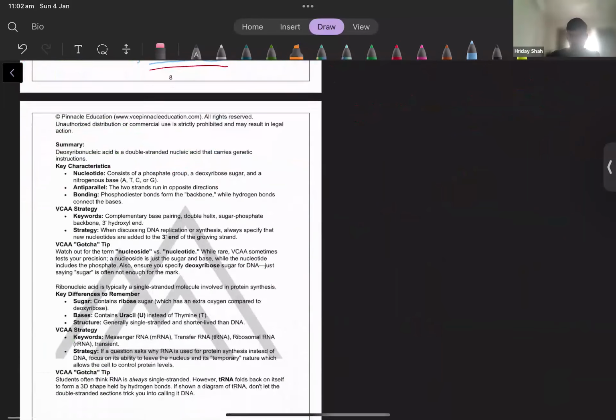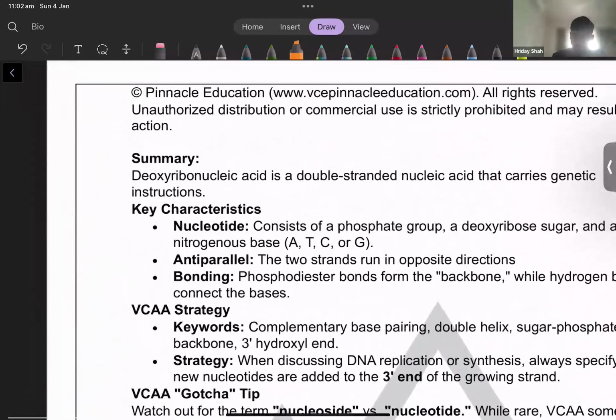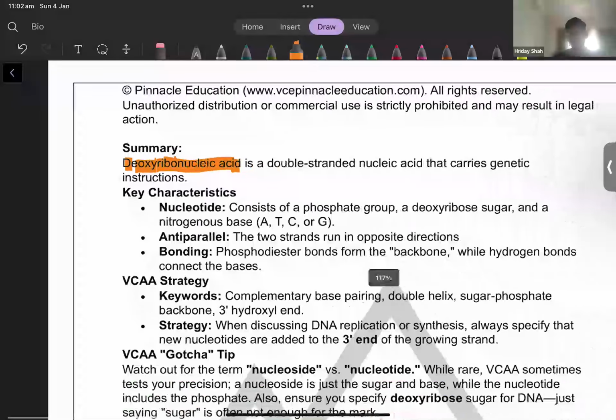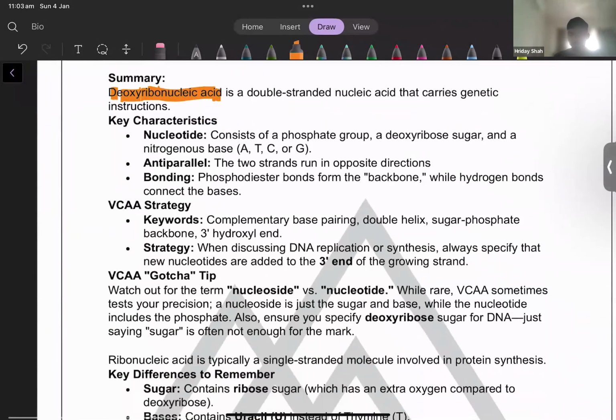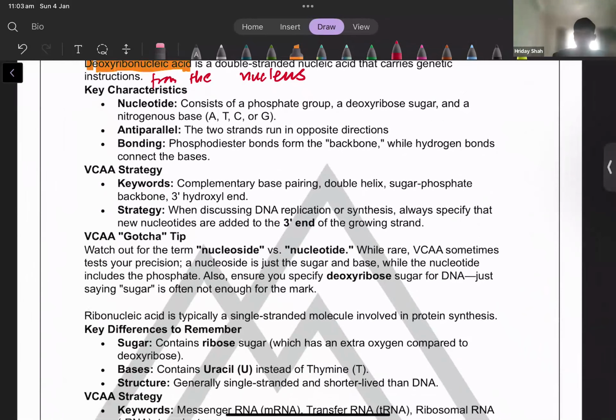Okay. So again, quick summary. What did we cover for DNA? Right. Again, full name, deoxy, lack of oxygen, ribo, you can ignore that. And the nucleic acid is obviously the biomacromolecule. It's going to carry genetic instructions. I should probably add from the nucleus. Two most important words that you should learn today is antiparallel and double helix.